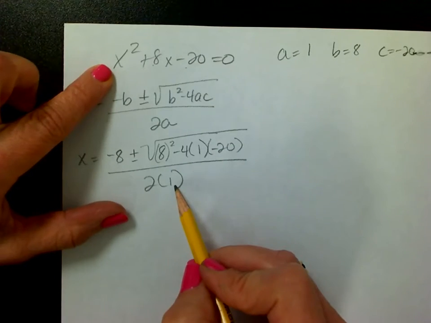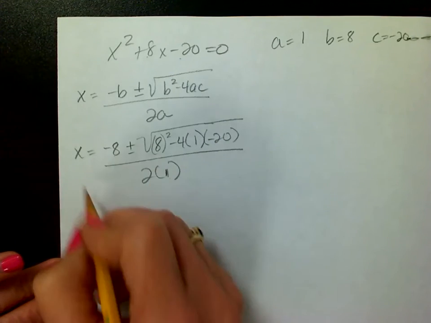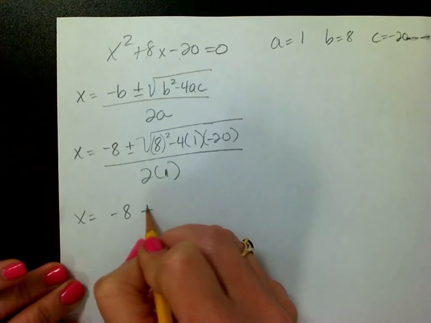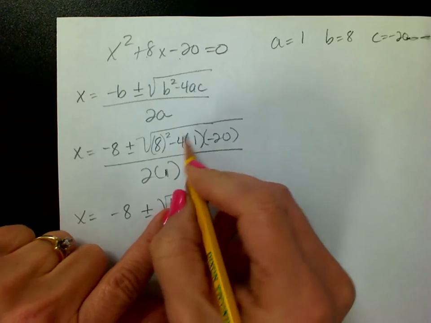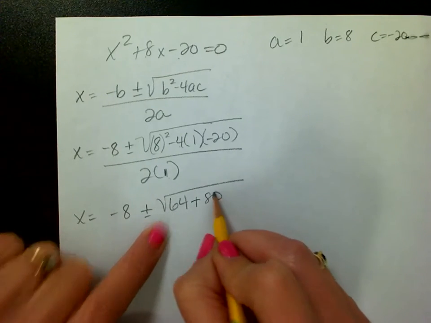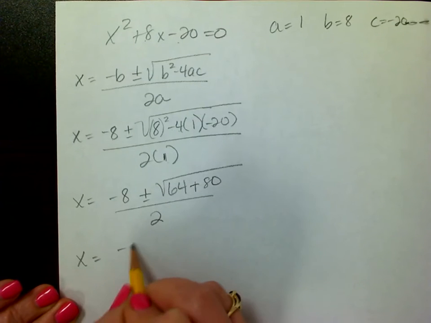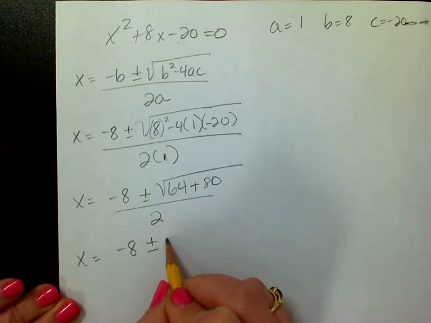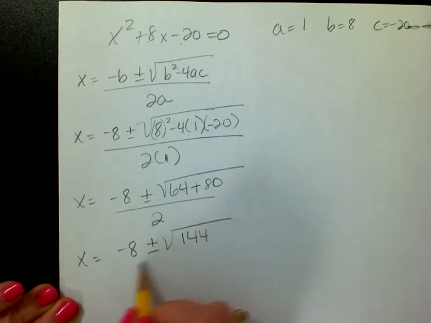Your first term is not always going to be 1. Your A term is not always going to be 1. So just know that. Okay. So we have negative 8 plus or minus square root of 8 squared is 64, plus 4 times 20 is 80, all over 2. Negative 8, plus or minus square root of 64 plus 80 is 144, over 2.